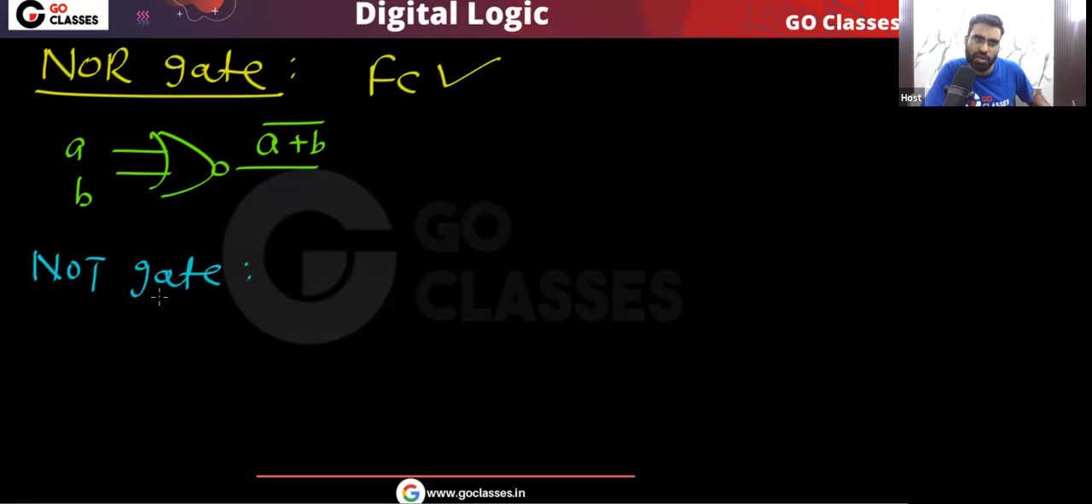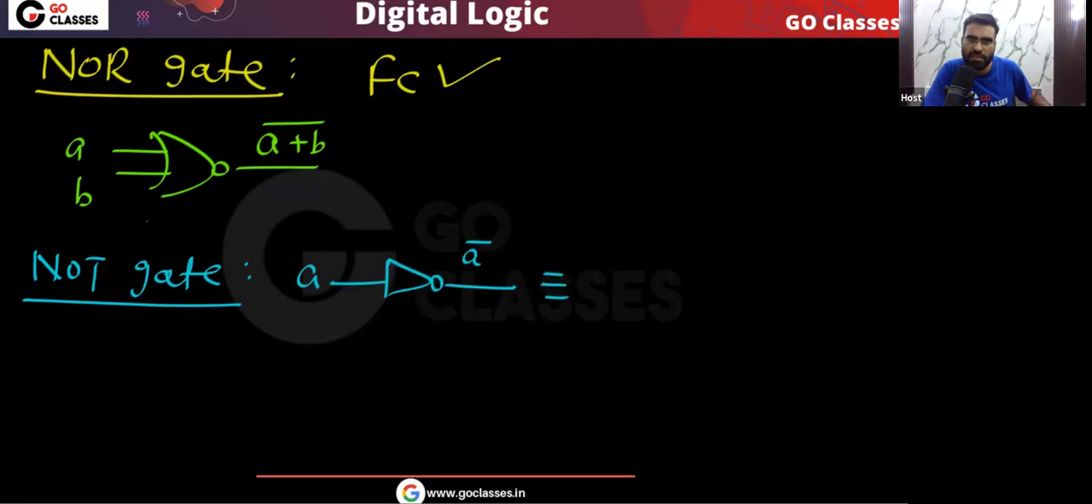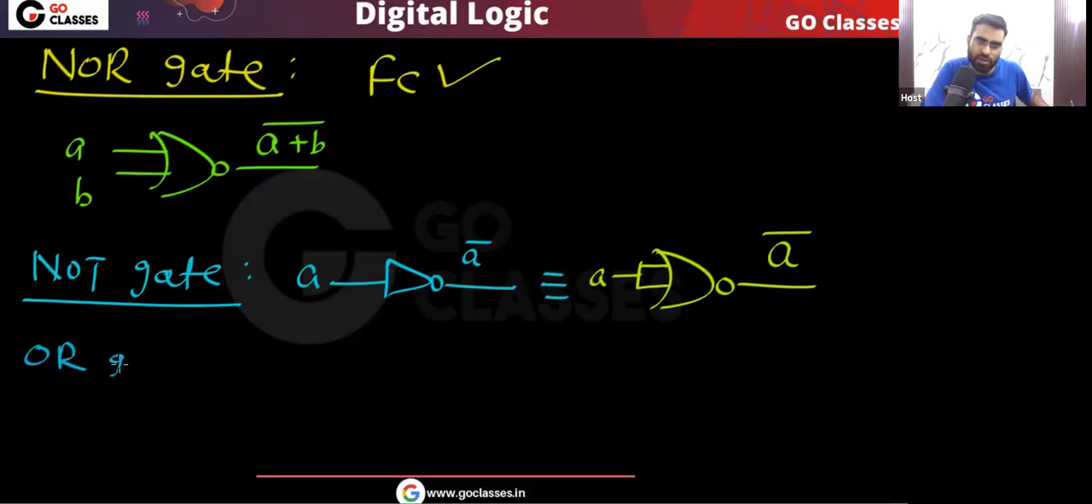Let's see how to create a NOT gate. This inverter I want to create is very simple. What I can do is just use this NOR gate, and this A you give as two inputs. Basically this same input you give to both inputs, and what you will get is A bar.